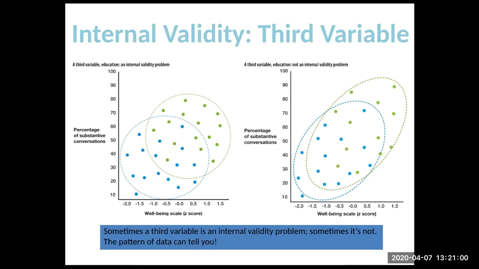On the right, you can see that the dots are sort of mixed. And even though there's a little bit more blue on the bottom and a little bit more green on the top, there's a good mixture in the middle. So in this case, it would not be a problem of a third variable. So it wouldn't be an internal validity problem because there is a nice mixture if you were to average them out between less educated and more educated people. So, as it says on the bottom, sometimes a third variable would be considered an internal validity problem. Sometimes it's not. And if you look at the pattern of data, it can pretty much tell you the answer. Do we care about internal validity, though, for this chapter? Nope. I'm just pointing it out.